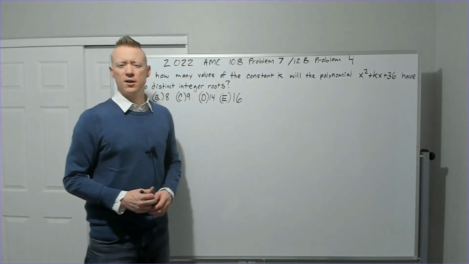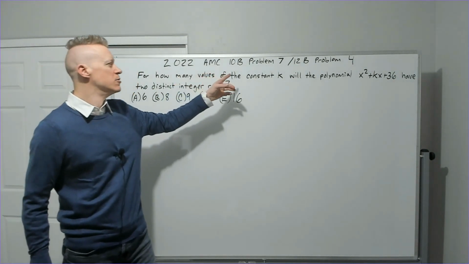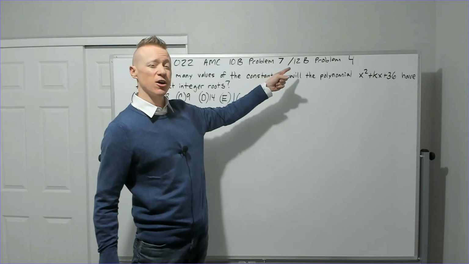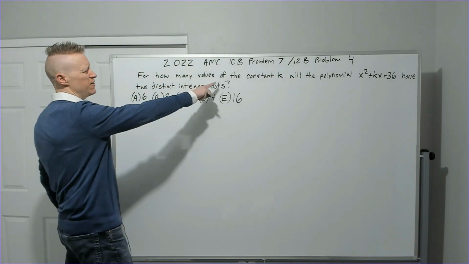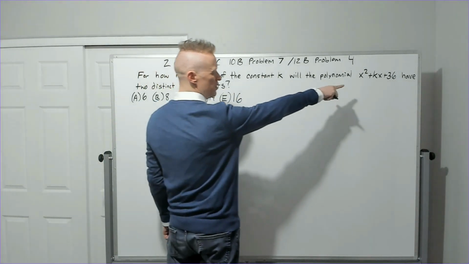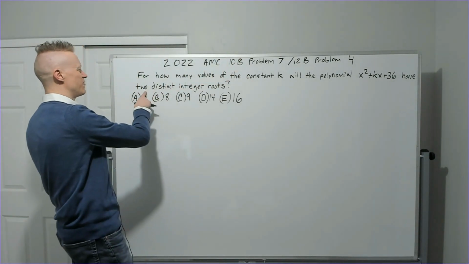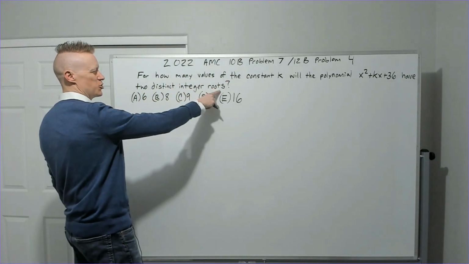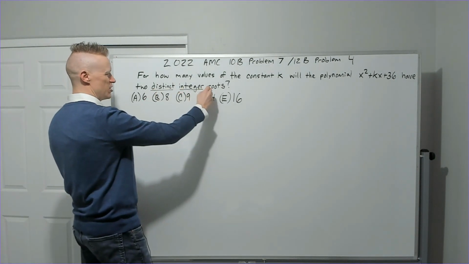Okay, so now the 2022 AMC 10B problem number 7, which was also the 12B problem 4. For how many values of the constant k will the polynomial x squared plus kx plus 36 have two distinct integer roots? Okay, so we need distinct, we need integer roots.